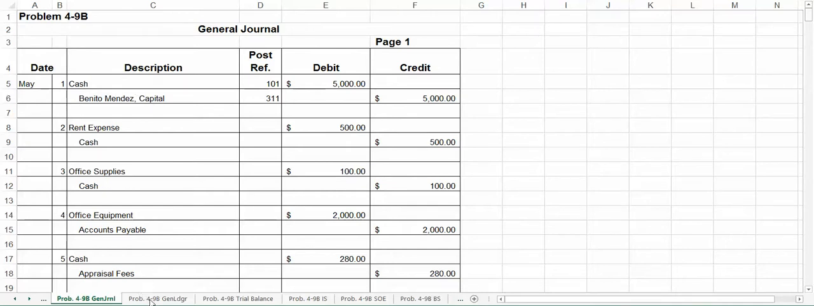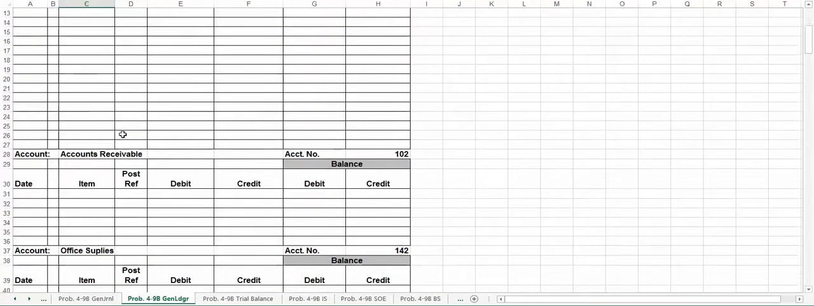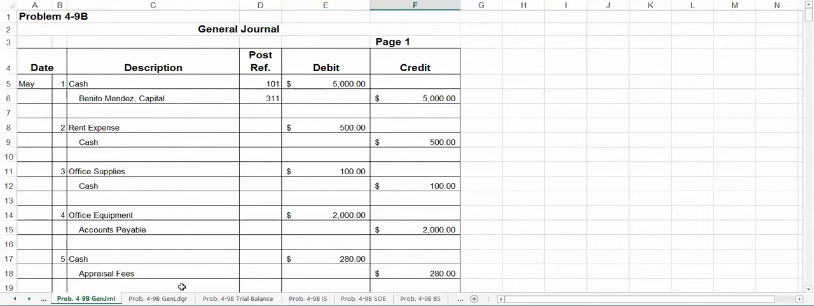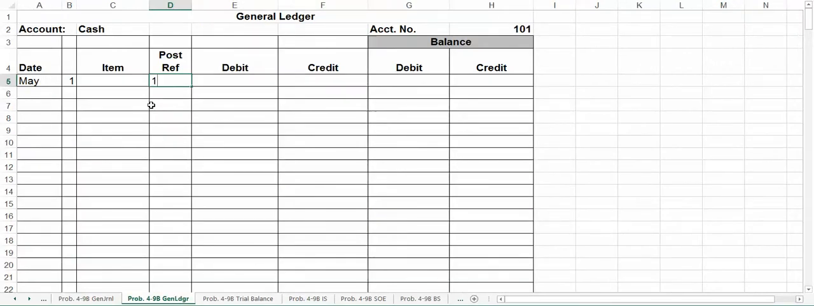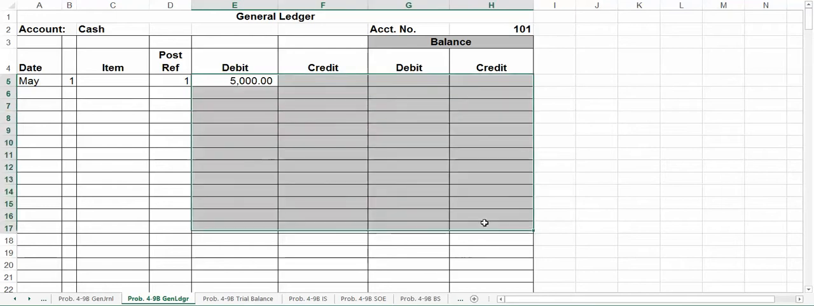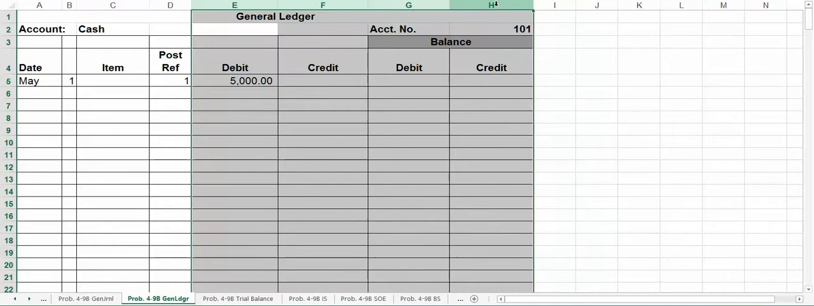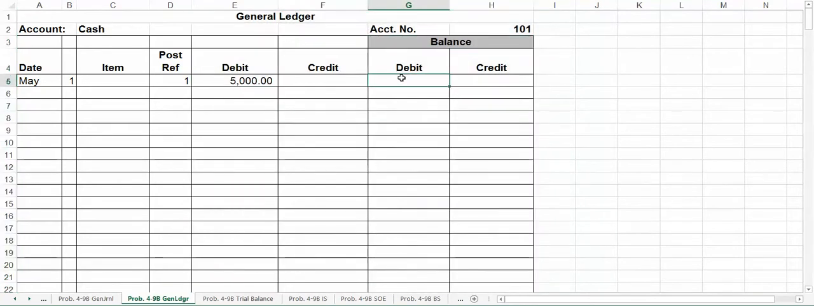So in the cash account on May 1st, we're going to show a debit of $5,000. We're going to go all the way up to the cash account and enter the date. You don't need to put an item. The post reference would be the journal page, so it's page 1. And then you would enter the amount, $5,000, and transfer those amounts throughout.